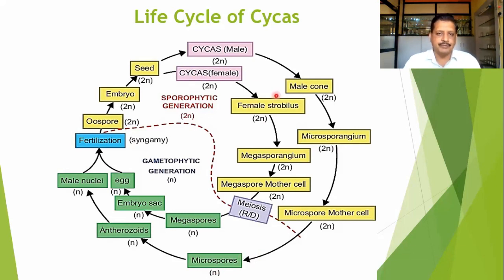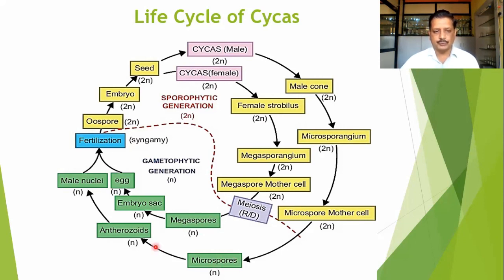Similarly, in the female strobilus there is the megasporangium, and in the megasporangium we find the megaspore mother cell, which is still in the diploid stage. After that meiosis takes place, and after meiosis four haploid cells are developed, out of which three degenerate and only one, the lowermost cell, is modified into a megaspore. Now these are haploid in nature.